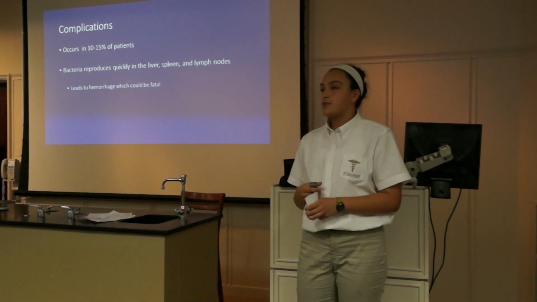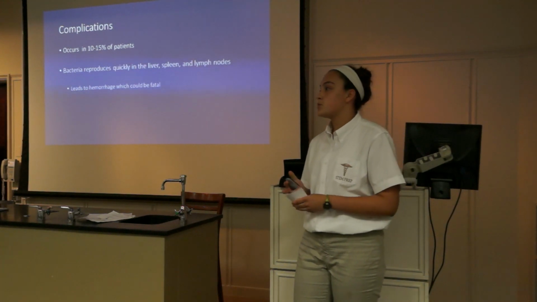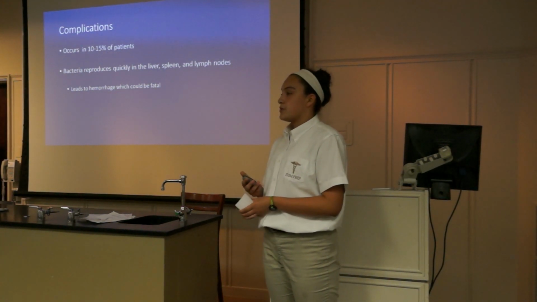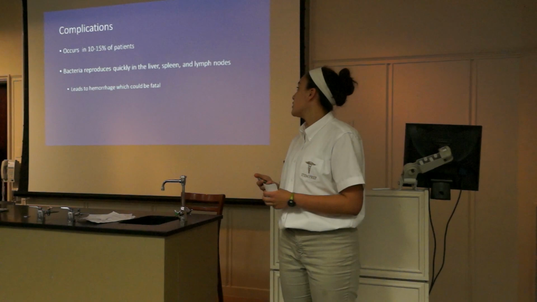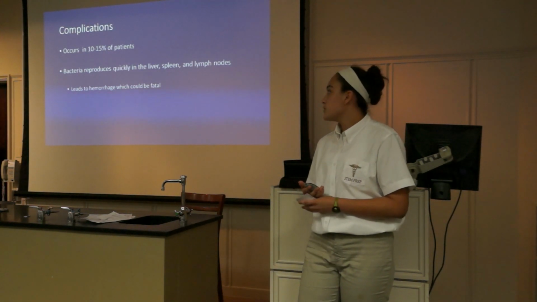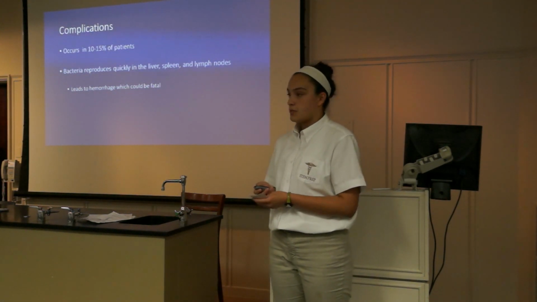Complications occur in 10 to 15% of the patients, and this happens when the bacteria reproduces way too quickly, more than it should, in the liver, spleen, or lymph nodes. This could lead to a hemorrhage, which could be fatal.